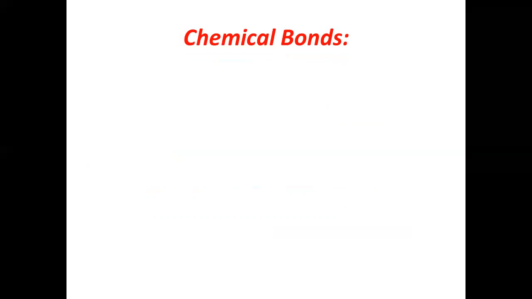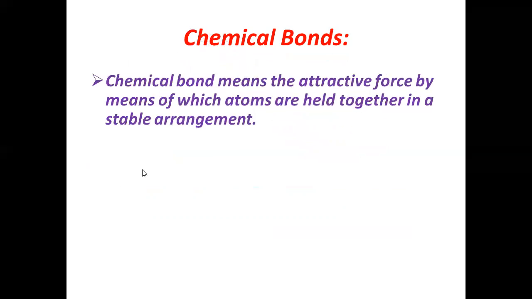Next topic is the chemical bond. What is a chemical bond? A chemical bond means the attractive forces by means of which atoms are held together in a stable arrangement. When two atoms combine together and form a bond, that bond is actually the attractive force which holds those atoms tightly together. That type of bond is called a chemical bond, the attractive force between two atoms to hold them together.